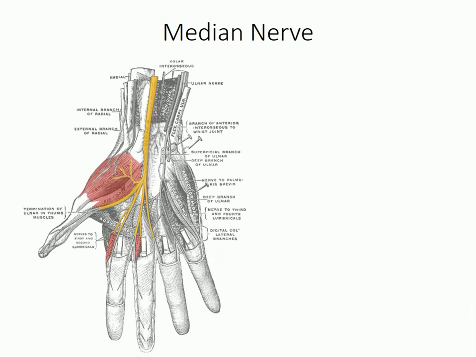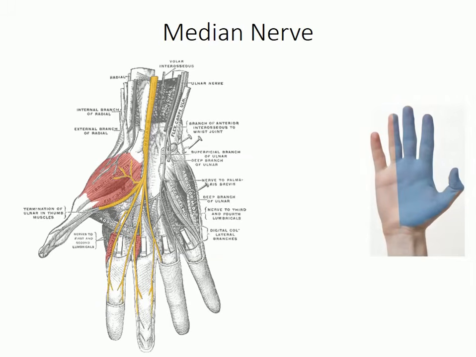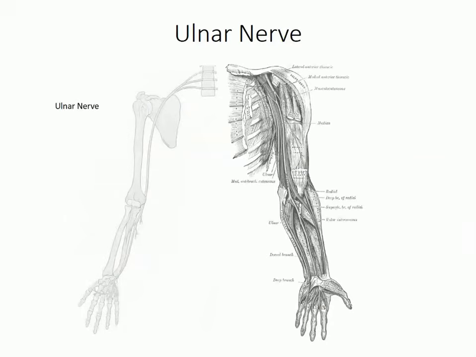The common digital branches will then split to form the proper digital branches that progress to the distal tips of the fingers and provide cutaneous sensation for the lateral 4.5 digits. Before addressing different median nerve lesions, we will also trace the course of the ulnar nerve, which complements the median nerve in the muscles that it innervates.